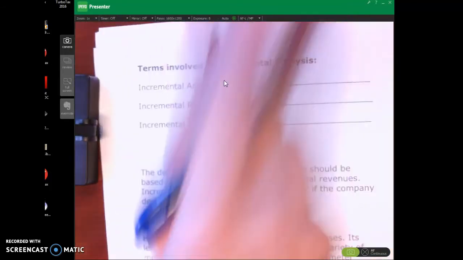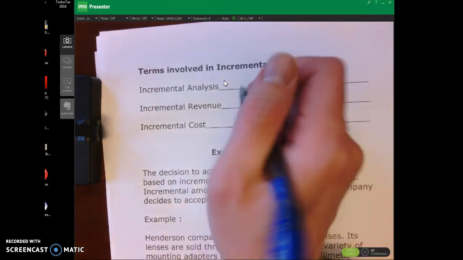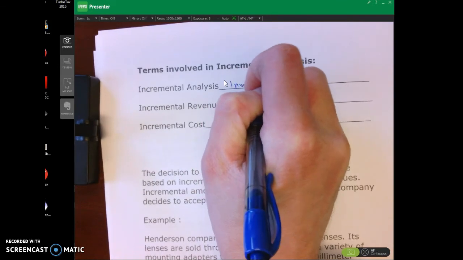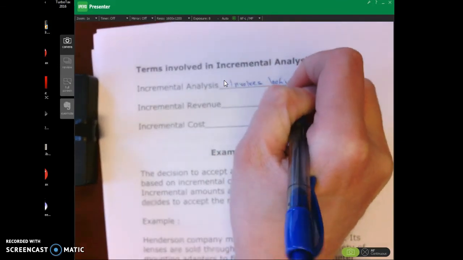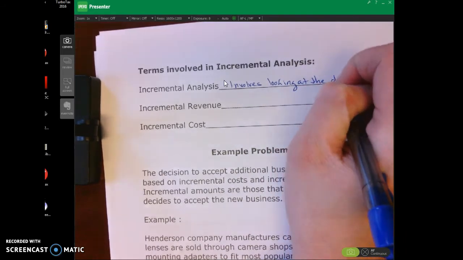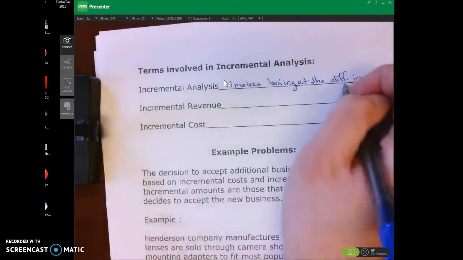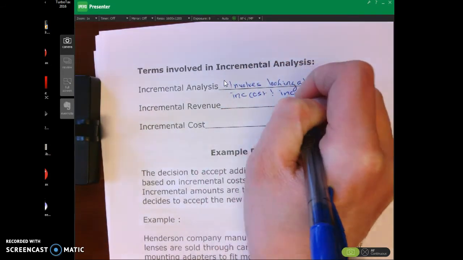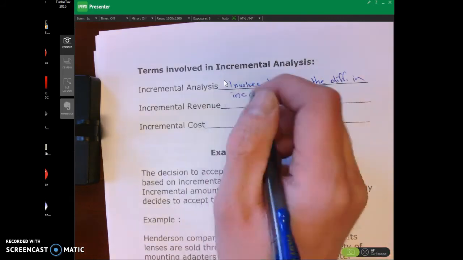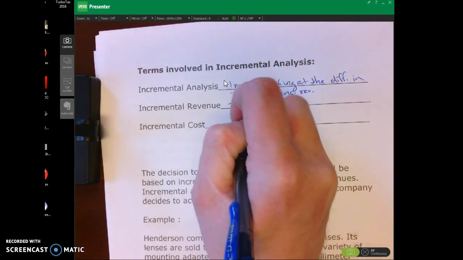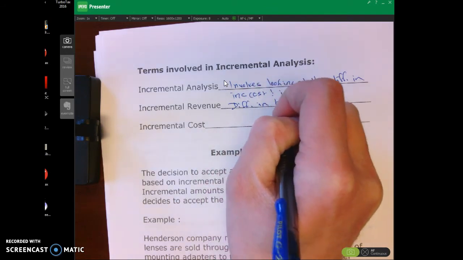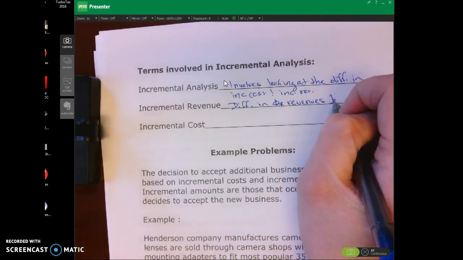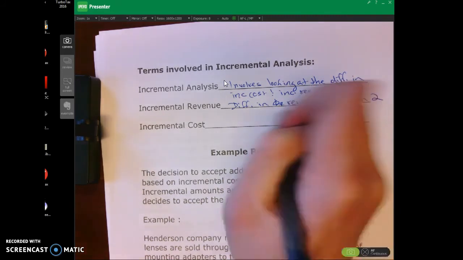So I already talked about incremental analysis, incremental revenue, and incremental cost, but I'll define those right over here. Incremental analysis involves looking at the difference in incremental cost and incremental revenue. Incremental revenue is the difference in revenues, or you can think of it more broadly as benefits, between 2 alternatives.